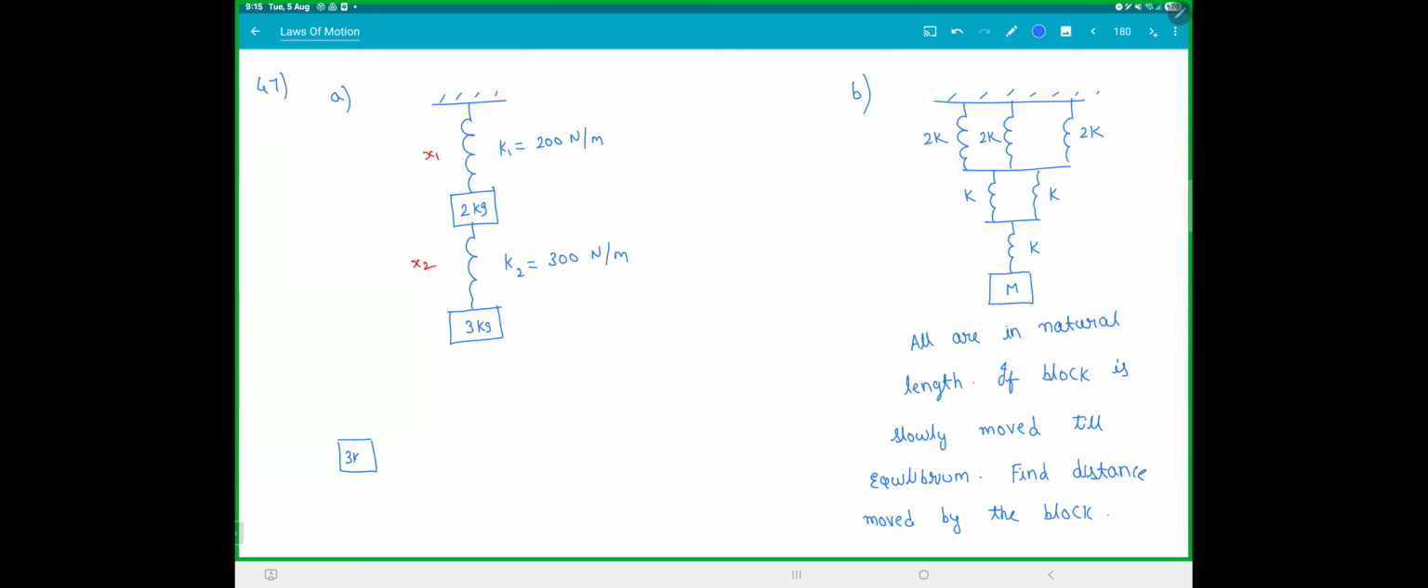You can choose anything as a system. The gravity is pulling down 30 newtons. The spring is pulling up, which is K2 into X2. So X1, X2 are elongations. It is in equilibrium, so K2 X2 is equal to 30. So X2 will be 0.1 meters or 10 centimeters.